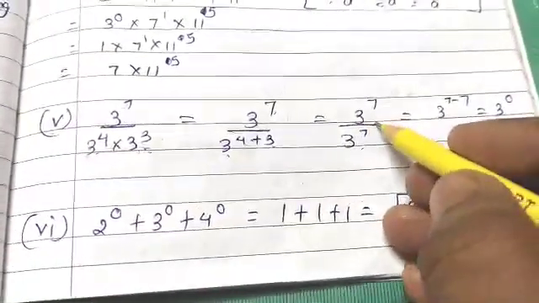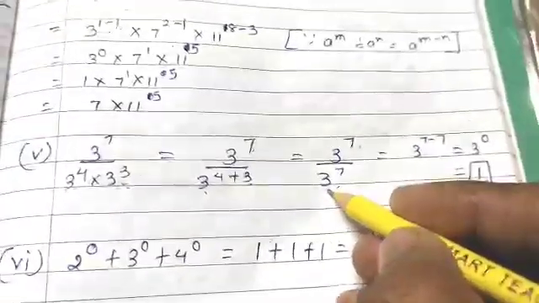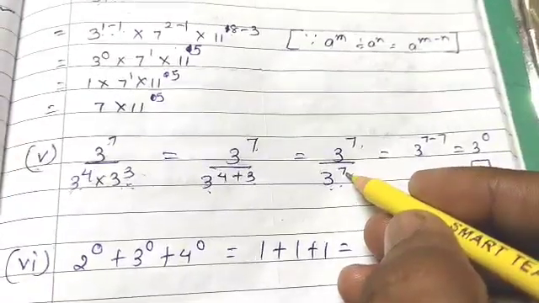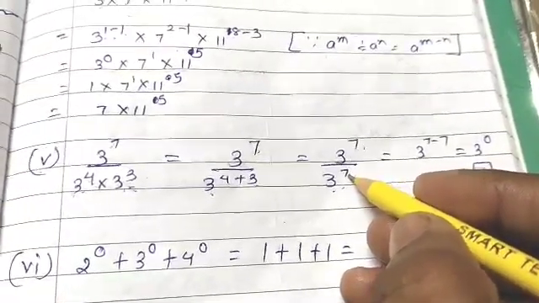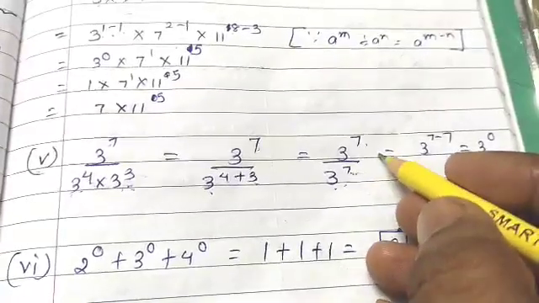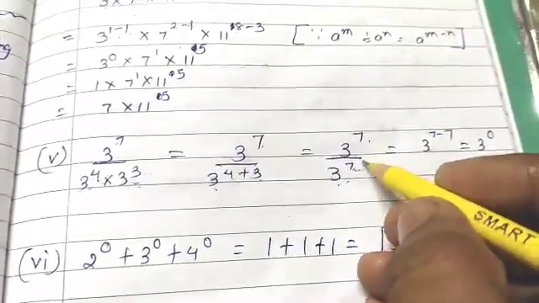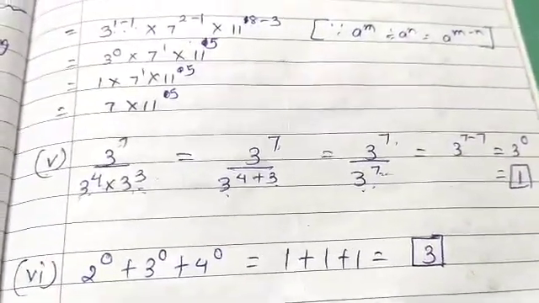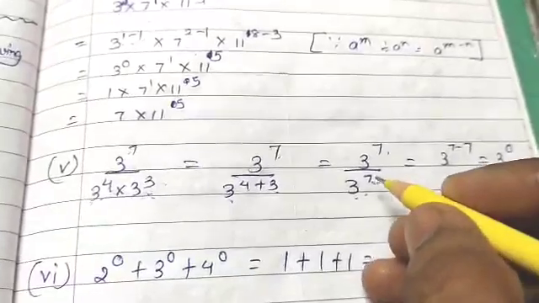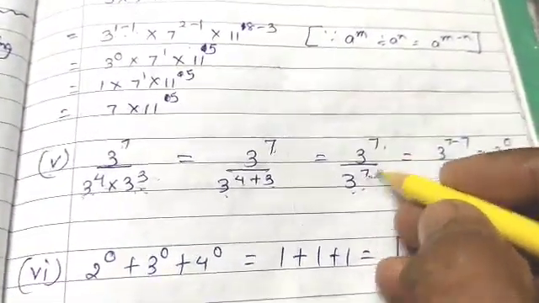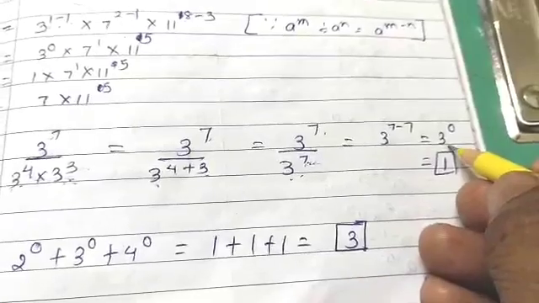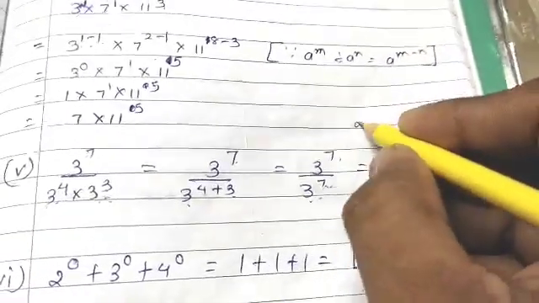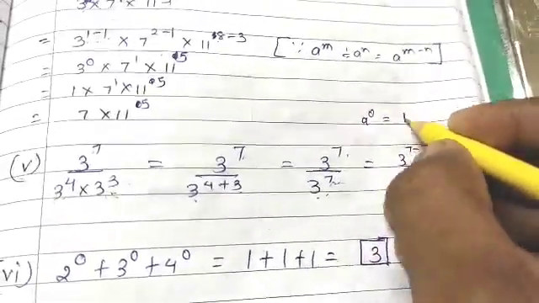Now in the numerator also 3 raised to the power 7 and in the denominator also 3 raised to the power 7. So write 3 one time and take the power 7 of the denominator into the numerator. As we all know, the rule says whenever the bases are common and it is in division form, we have to subtract the powers. That means 7 minus 7 gives 0, and 3 raised to the power 0 gives 1. Its value is always 1, because a raised to the power 0 is always 1.